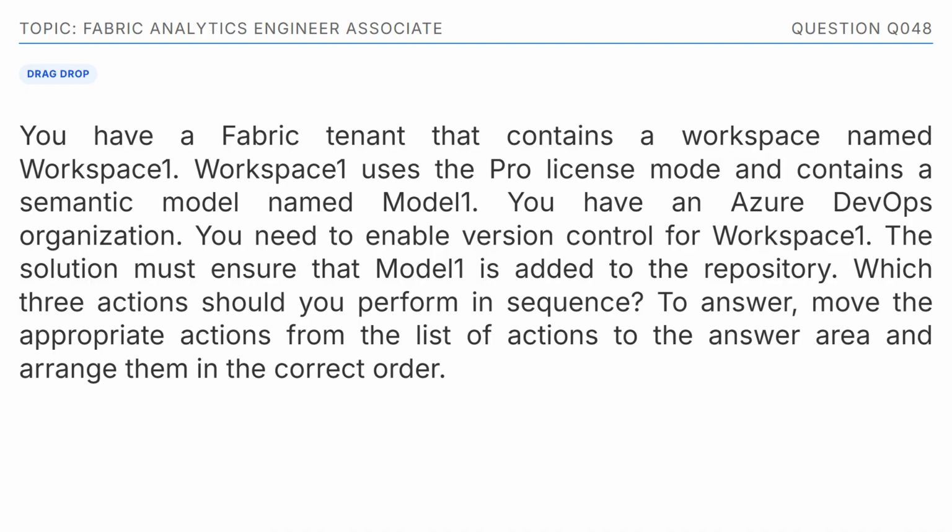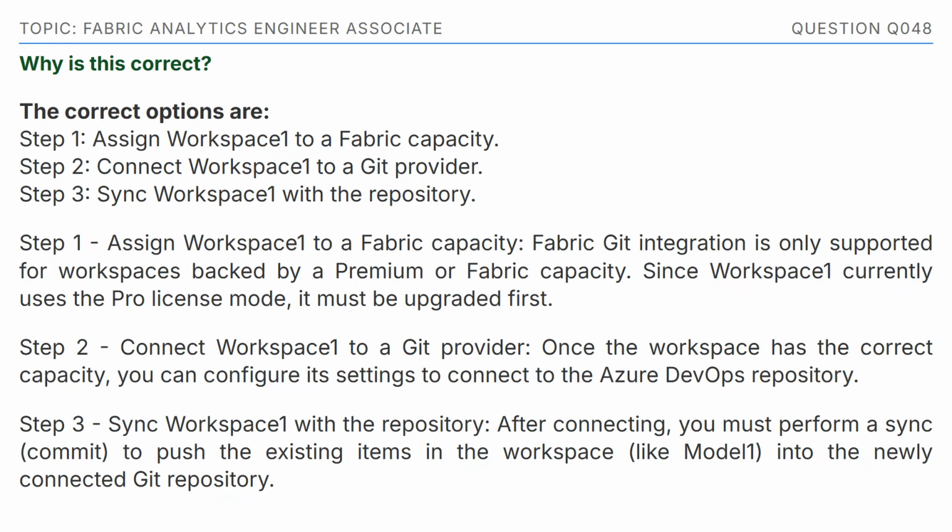Which 3 actions should you perform in sequence? To answer, move the appropriate actions from the list of actions to the answer area and arrange them in the correct order. Pause the video, choose your answer from the drop-down, and let's review the explanation. The correct options are Step 1, assign Workspace 1 to a Fabric capacity; Step 2, connect Workspace 1 to a Git provider; Step 3, sync Workspace 1 with the repository.